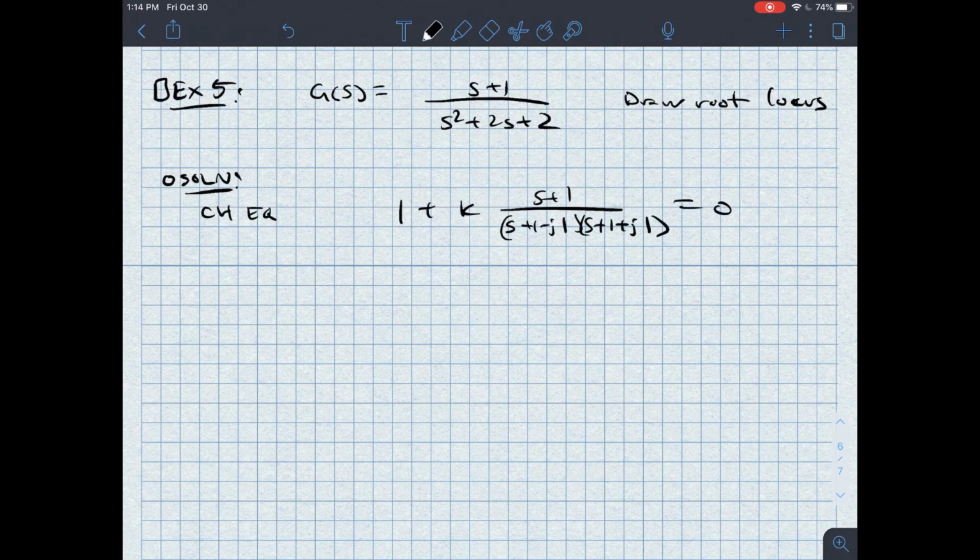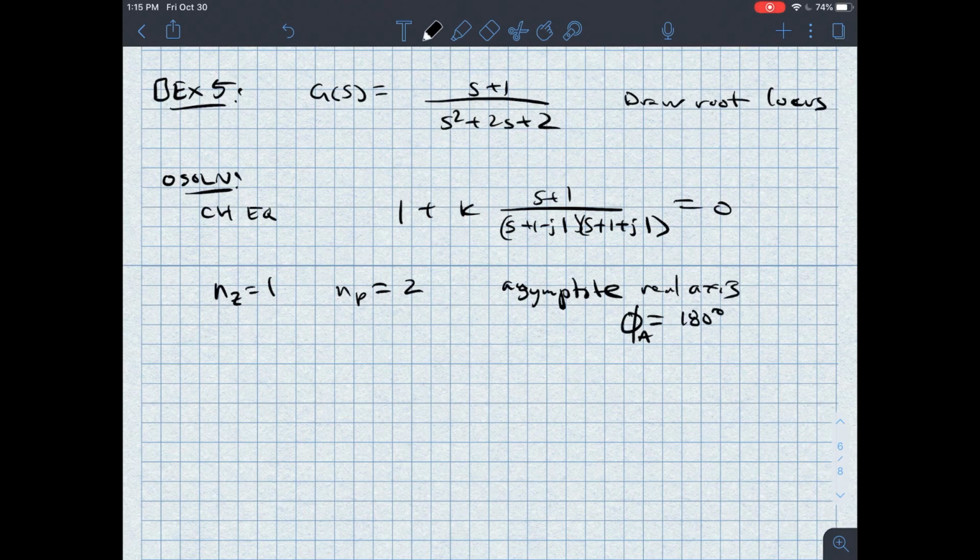For a moment, let's take a minute and see that the number of zeros is 1 and the number of poles is 2, which means that the asymptote is just the real axis. Phi A is equal to 180 degrees.